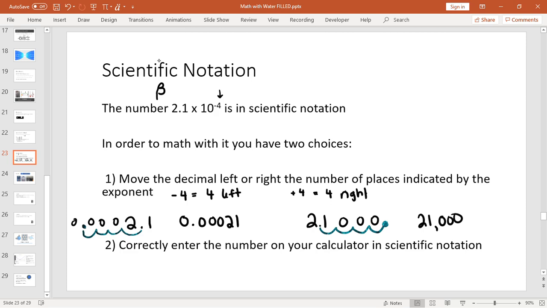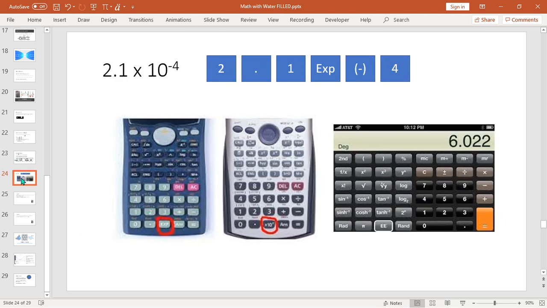Or your other option is that you can correctly enter the number on your calculator in scientific notation. So I want to go over how to do that quickly. Your button is always different. It can be the EXP button. This is your scientific notation button. Here on this calculator, it's written like that. And on this third calculator, it's EE. I've seen all three of them. I think EXP is the most common.